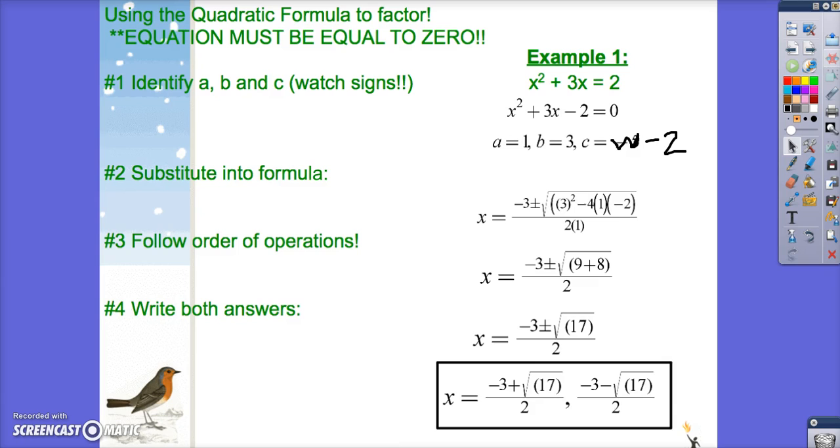We want to write both answers. So do you see how we have that plus minus, just like before in the other lessons? Put 1 in the positive, 1 in the negative. That's my final answer. I can't simplify further.